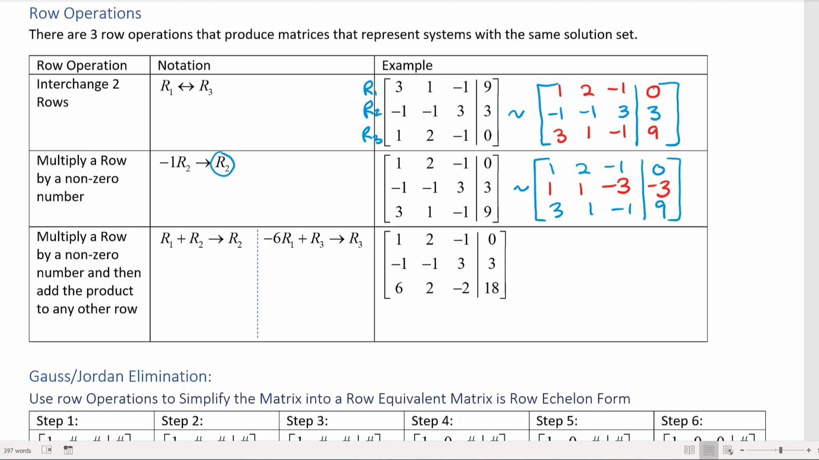Now the third one is a little trickier. Multiply a row by a non-zero number and then add that product to any other row. So I have row 1, row 2, and row 3. There are two operations here. I'm going to do this twice so you can get the hang of it. The first one is going to be for row 2, and then the second one is going to go into row 3. The only one I'm not changing this time is row 1. So I'm going to put row 1 back in because that's not changing.